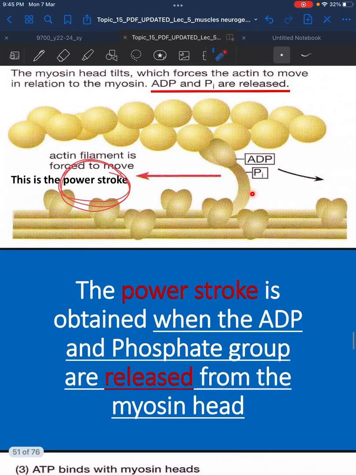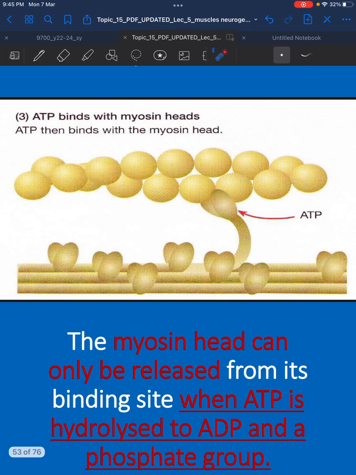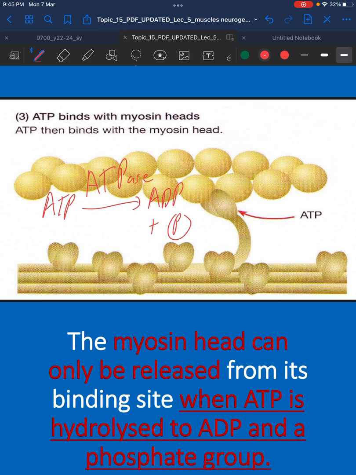Now, because the ADP and phosphate are released, ATP can now bind, and then the ATP will be hydrolyzed. When the ATP binds to the myosin head, it can be hydrolyzed back to ADP and phosphate group by the enzyme ATPase. This enzyme ATPase is actually found on the myosin head. In fact, the textbook says the myosin head itself is the ATPase. Or simply, we can say that the myosin head has the ATPase enzyme.